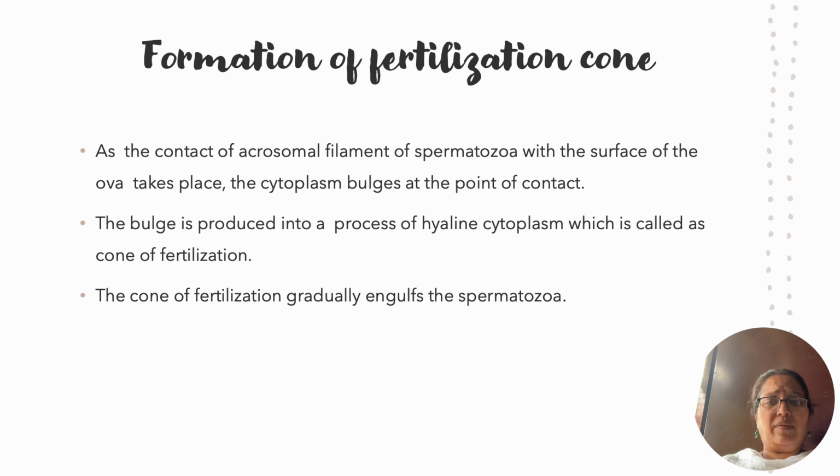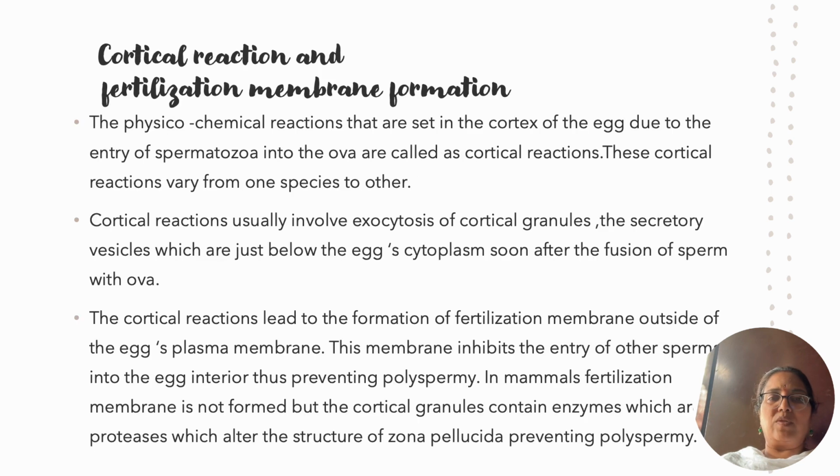For the formation of the fertilization cone, as the acrosomal filament of the spermatozoa makes contact with the surface of the ova, the cytoplasm bulges at the point of contact. The bulge is produced into a process of hyaline cytoplasm, which is called the cone of fertilization. The cone of fertilization gradually engulfs the spermatozoa.